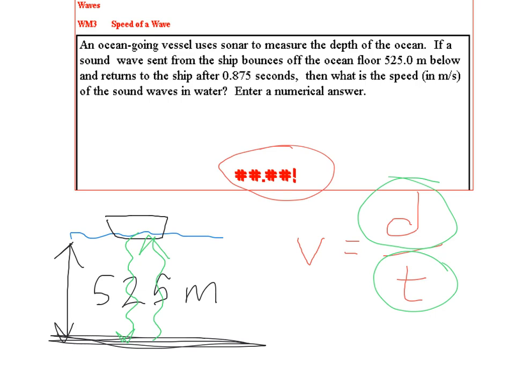So watch out for those what I call echo problems, where the time that you're given is actually for the wave to hit something and bounce back. That happens in several different wave units, both the waves, sound, and light.